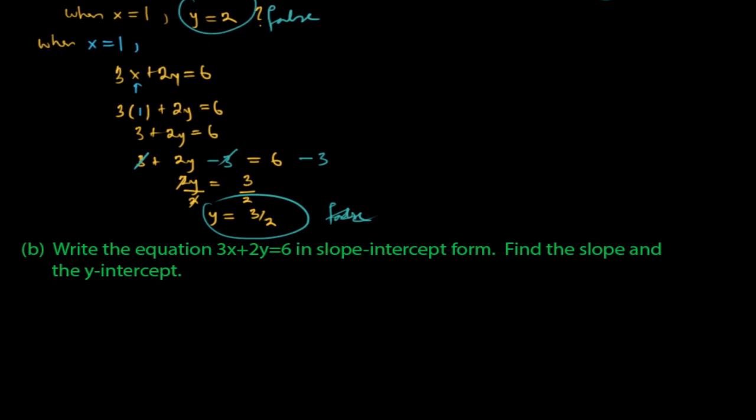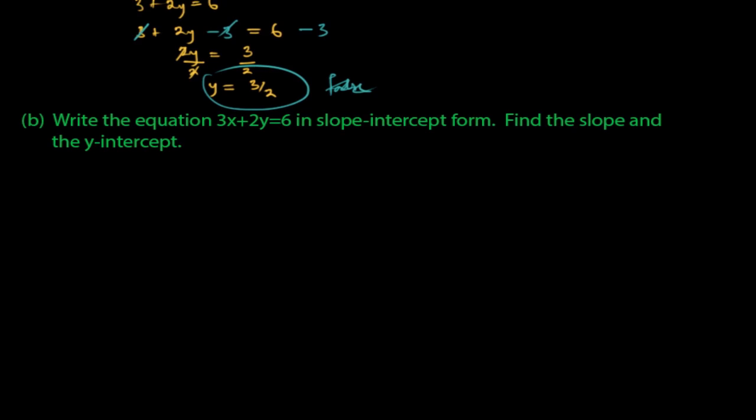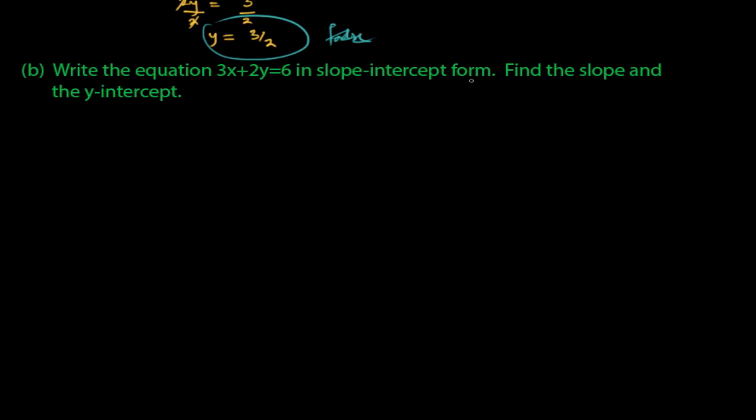Now the next question says we should write the equation 3x plus 2y equals 6 in slope-intercept form. You'd recall that the slope-intercept form of the equation of a line is given by y equals mx plus b.